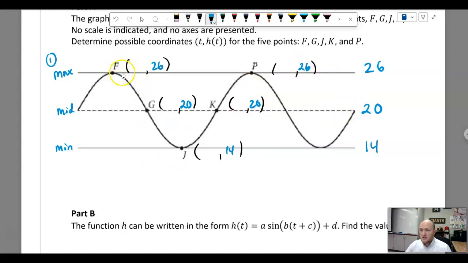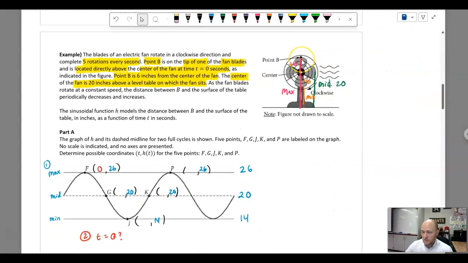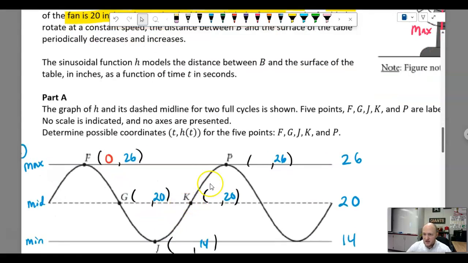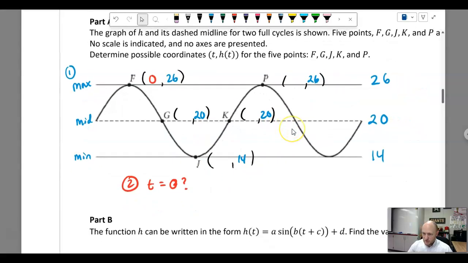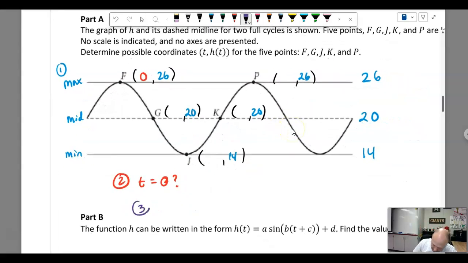Next we have to figure out our t values. So how long does this take? This is what I always do for this section: I say, where is t equals 0? Or can I plot a point? They said that at the beginning, at t equals 0, the fan was at its maximum. It's located directly above, as in the picture right here. Okay, so there's t equals 0. And next I have to say, how long does it take for all this stuff to happen?